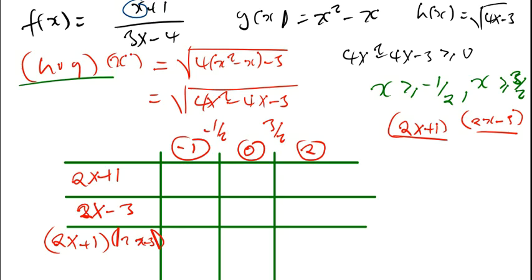If I put negative 1 here, it will be negative 2 plus 1, which is going to be negative. If I put negative here, it will be negative. Negative times negative is positive. If I put 0 where there is x, it will be 2 times 0 is 0. 0 plus 1 is positive. Here it will be negative, overall negative.